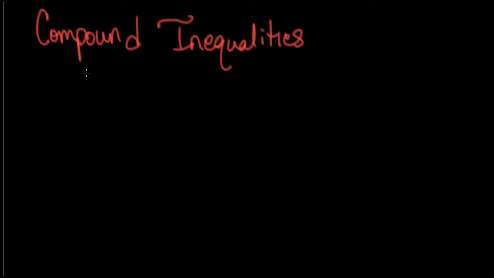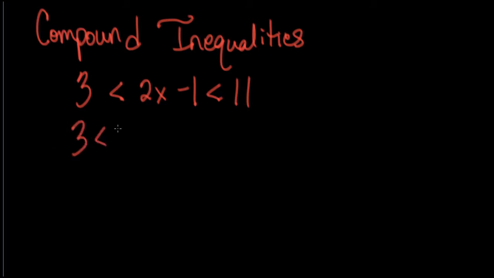Today we're going to talk about compound inequalities. By definition, compound inequalities are two inequalities that are joined together by the word and or or. Now sometimes you may not actually see the word and or or, but it's all about how the problem is written. For example, if I was to give you 3 is less than 2x minus 1 is less than 11, believe it or not, this is actually two inequalities.